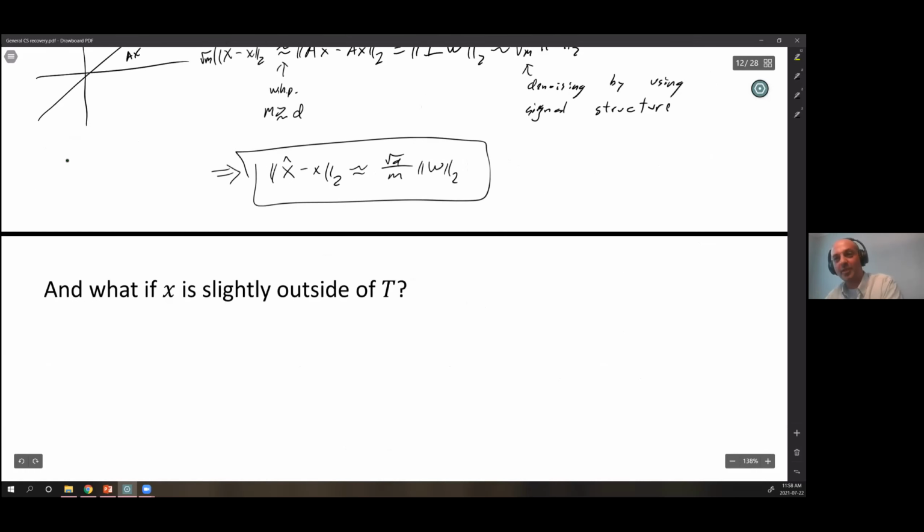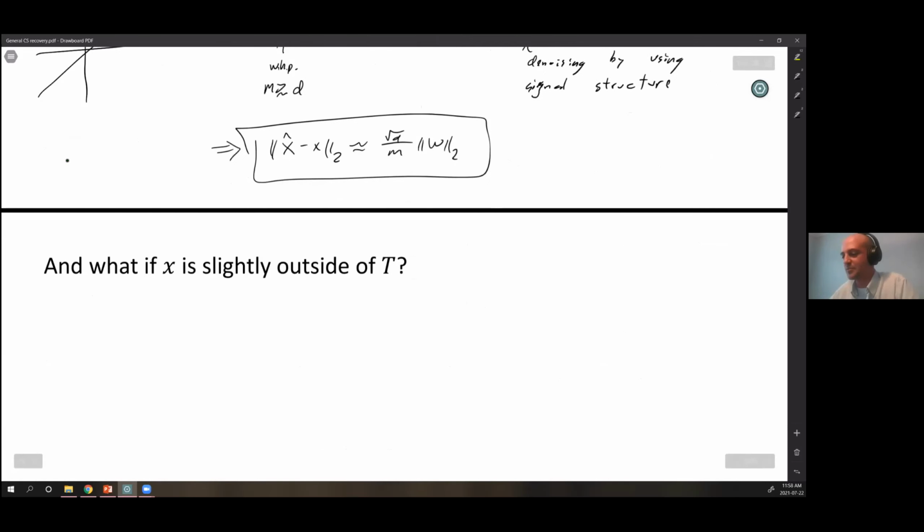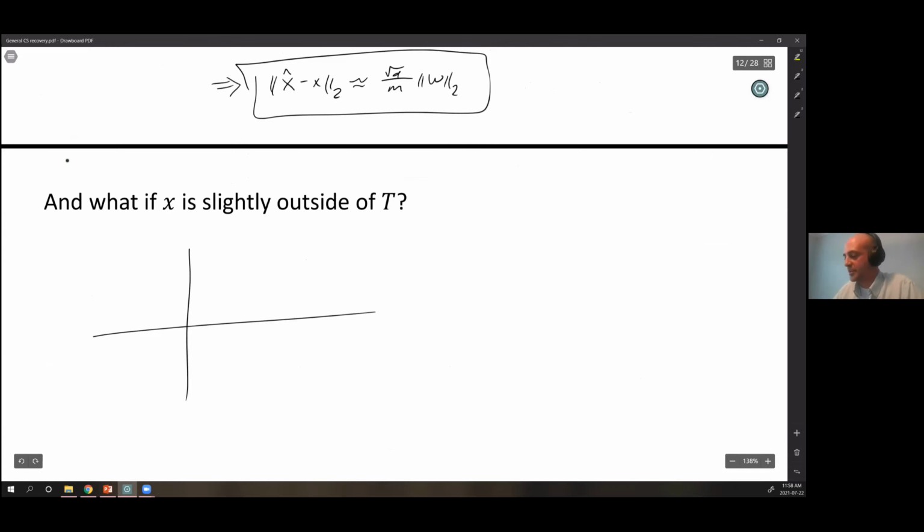Let me just say one thing. What if x actually wasn't in the subspace? What would happen there? Our picture would look like, let's say, x now equals x naught plus r, where x naught is in T and r we think of as some residual. Then A x naught would be in the subspace A times T. We'd have some extra residual here, A r, and then plus the noise.